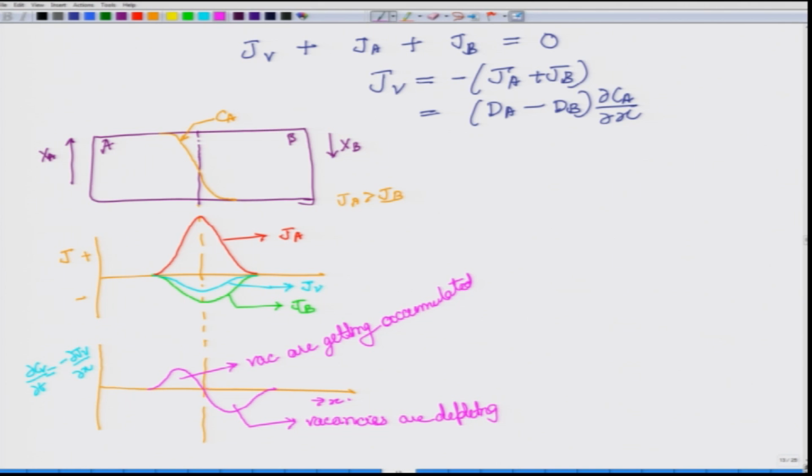So, at these two, yes, this is a kind of unique feature when you look at diffusion in detail, that there is a point where the concentration change is still 0, which is at this point. But anyways, that we will not discuss. This is part of a larger diffusion course. So, vacancies are depleting over here and they are getting accumulated over here.